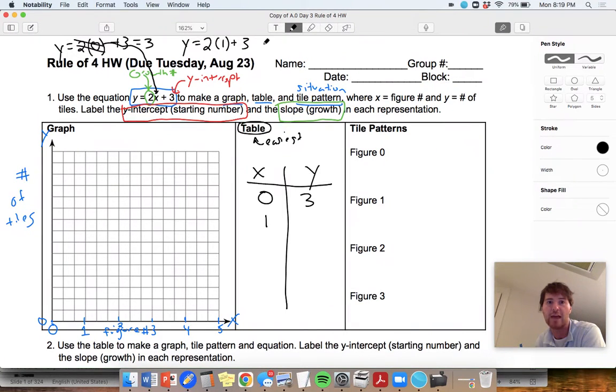So here I got 2 times 1. Now you just figure it out. Use your PEMDAS rules, order of operations. 2 times 1, that's 2. Add 3 to it, and I get 5. There it is. There's 5 right there.